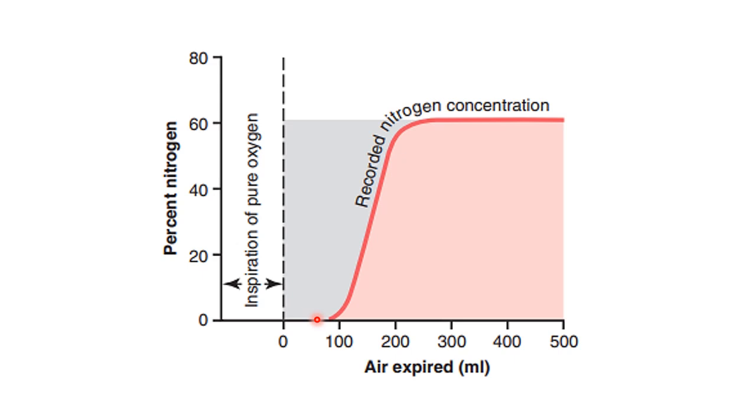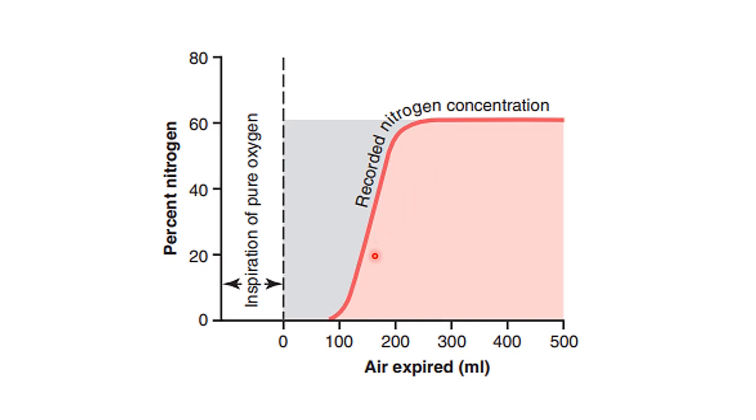So when you start already expiring the alveolar air, the nitrogen concentration goes up until it reaches a plateau, and at this point of expiration, from 200 ml to 500 ml of expired air, that is already alveolar air. Okay? Meaning that is the air at the terminal or distal portions of the tracheobronchial tree.